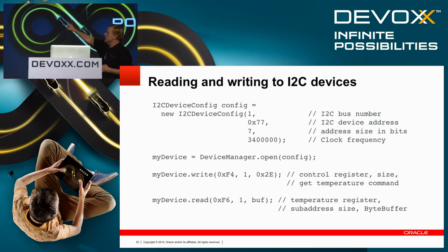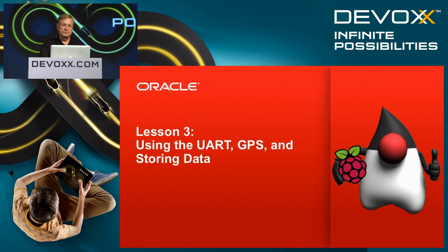I'm going to go ahead and open that then, the device manager open. And then here I'm writing to the control register F4, 1 byte, and I'm writing the get temperature command. 2E means give me the temperature. And then I'm going to read from the temperature register, where the temperature is stored, 1 byte, and I'm going to put this series of bytes that represents the temperature that I can then manipulate to find out what the actual temperature is in Celsius.